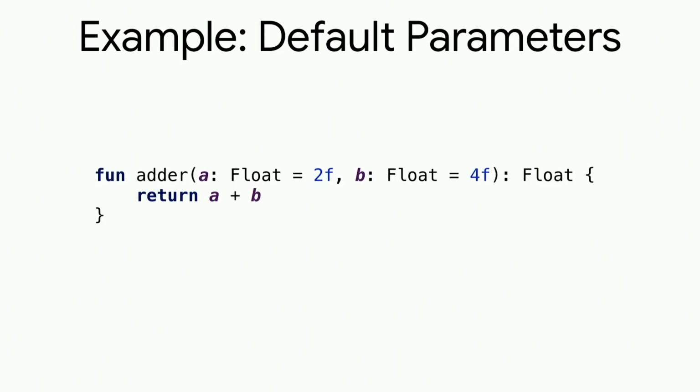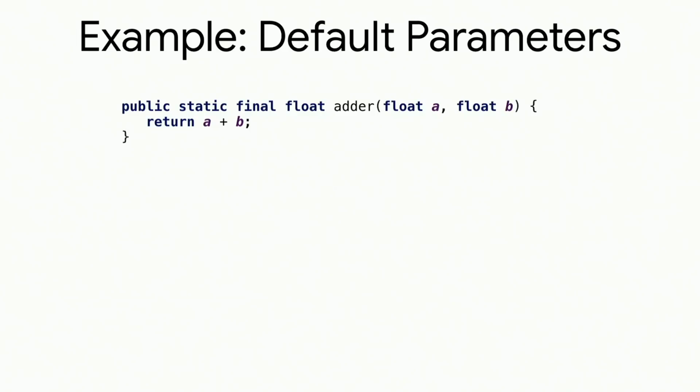Default parameters, it's a very handy feature in Kotlin. You can specify a default value for your parameters, and then you can use either named parameters to invoke them, or just omit the parameters and rely on the compiler to do the right thing. So here I have a very useful method. It takes 2 floats, and it just adds them and returns the result.